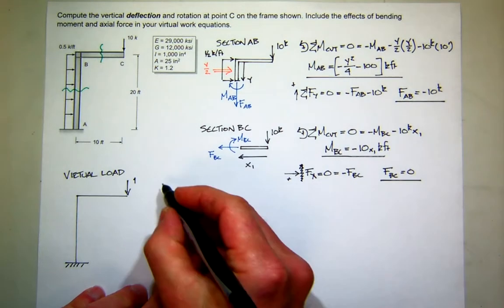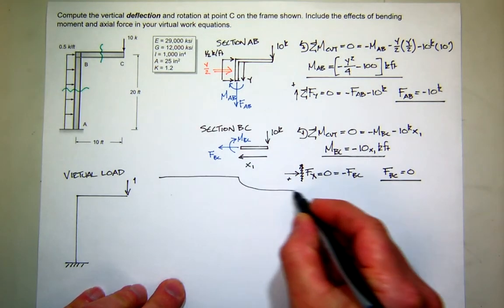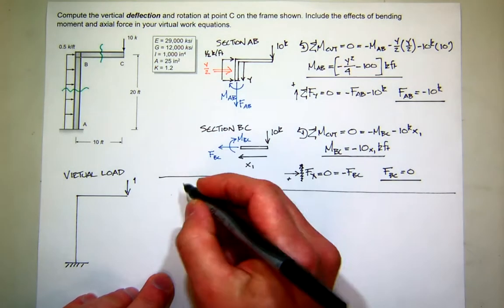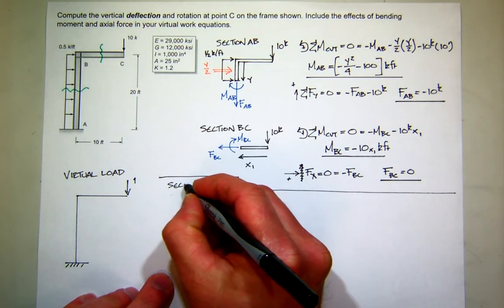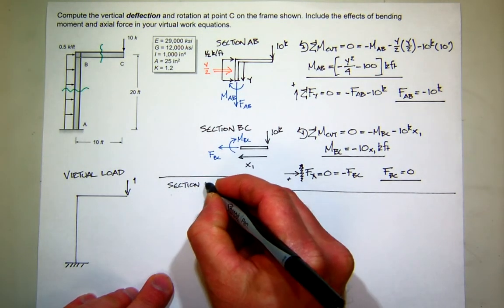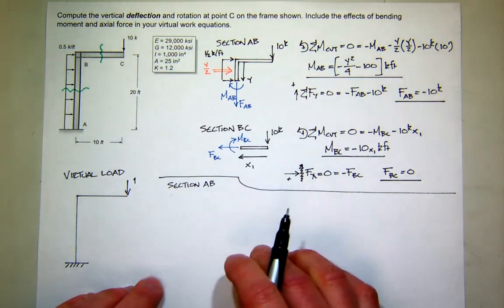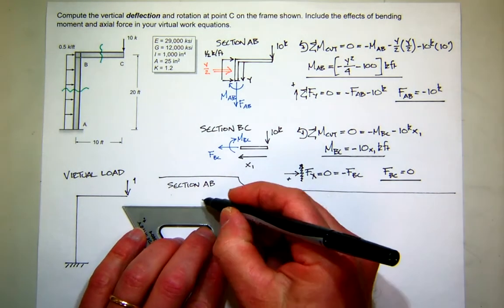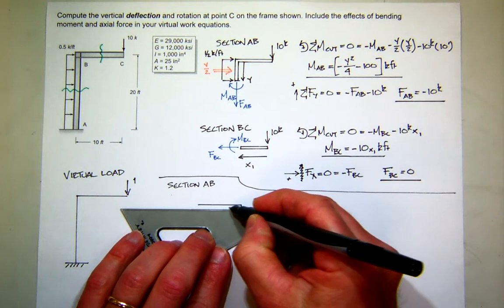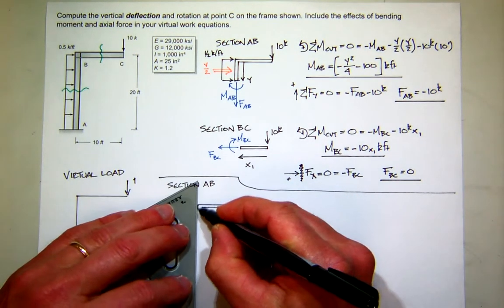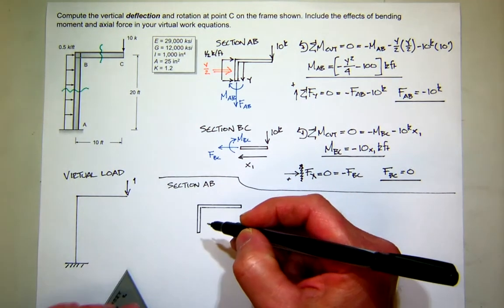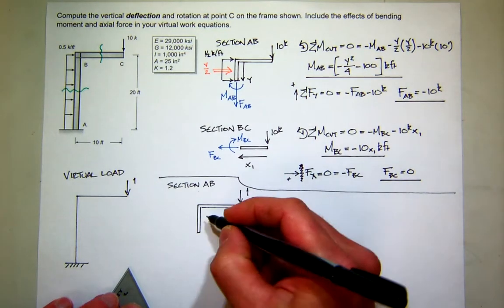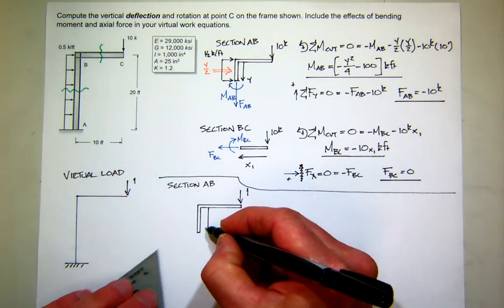So just to help it look a little better, I'll just draw a line here. So now we'll start with the same as before. We'll start with section AB, and my free body diagram will look pretty much the same. Geometry is the same, making the same cut as before, except now the load at the end is just 1, my virtual load. And I'll still assume it goes down in the Y direction.